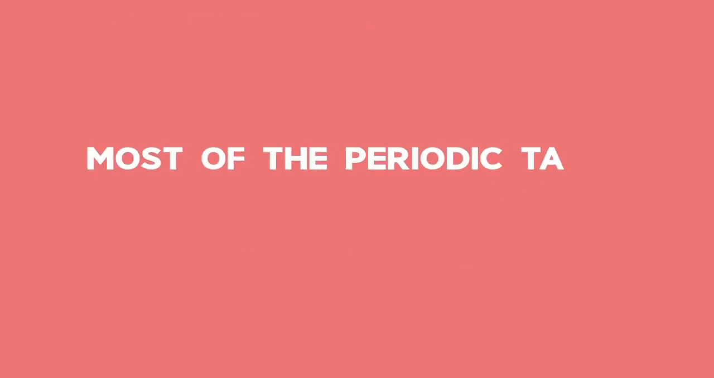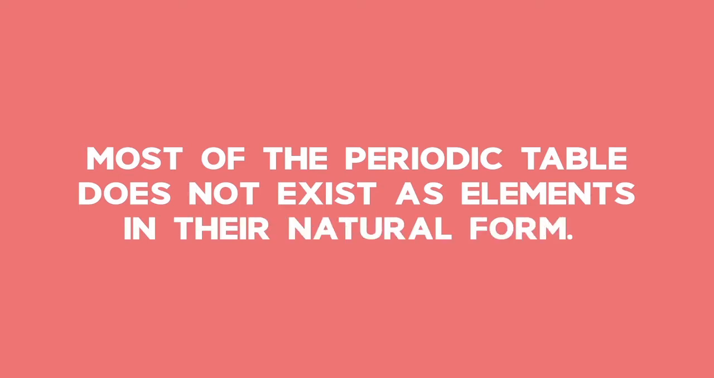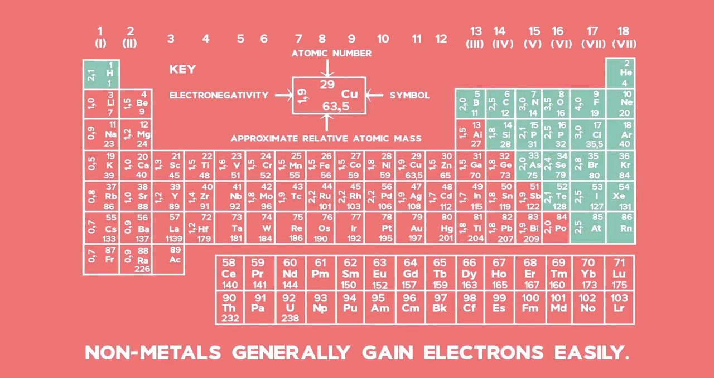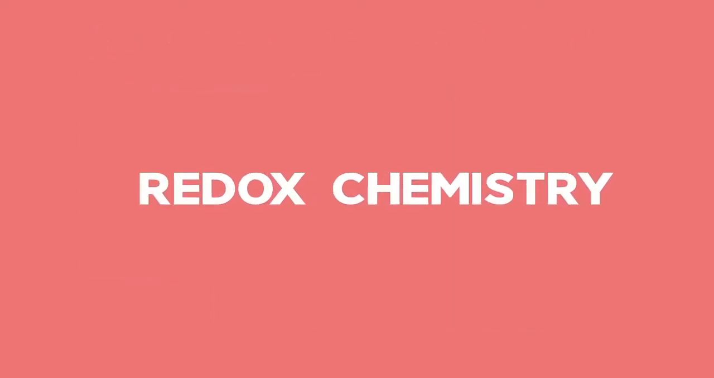Most of the periodic table does not exist as elements in their natural form. They often lose electrons like metals or gain them like non-metals. So, in order to control this behavior and make use of the substances, we need to use redox chemistry.